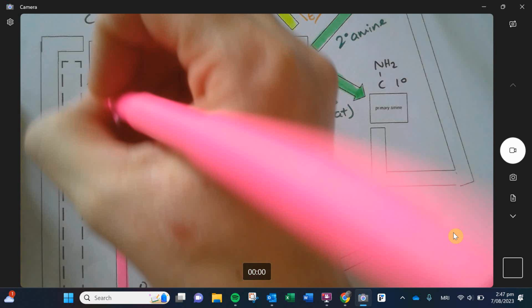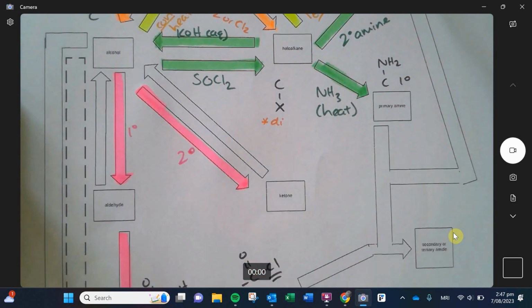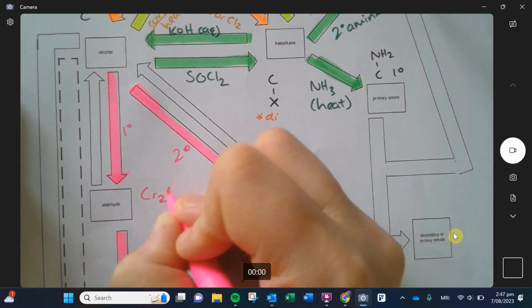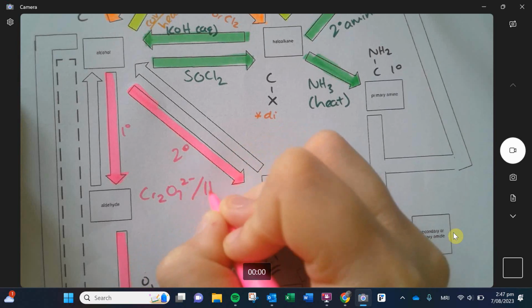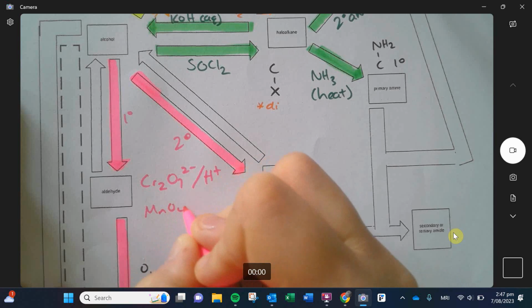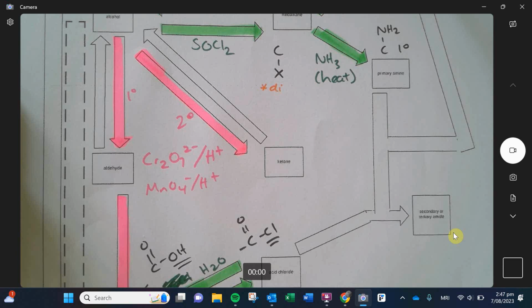So this is the pathway for a primary alcohol. This is the pathway for a secondary alcohol. And you have a lot of choices when it comes to your oxidation reactions. You can use any oxidant. You could use dichromate, which is the Cr2O7 2-. Needs to be acidified for that to work. You could also use permanganate as well. So both of those would oxidize it. So these are just your oxidation reactions.